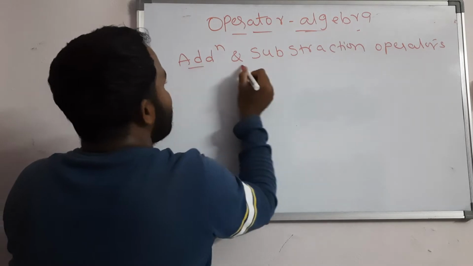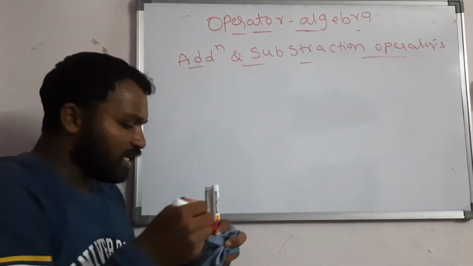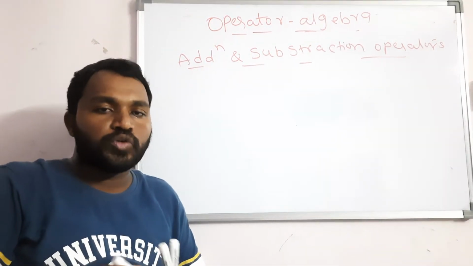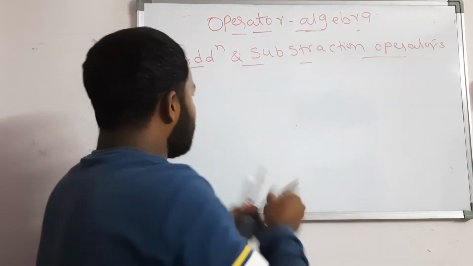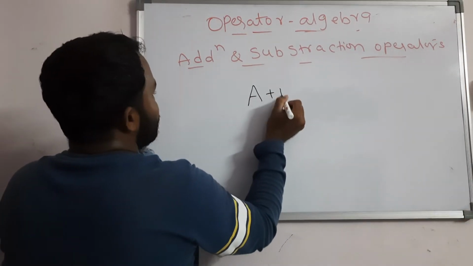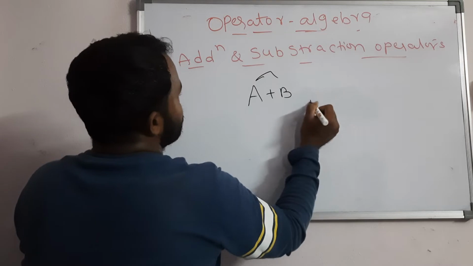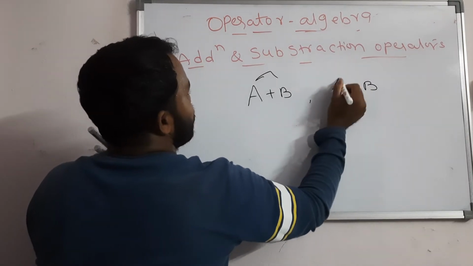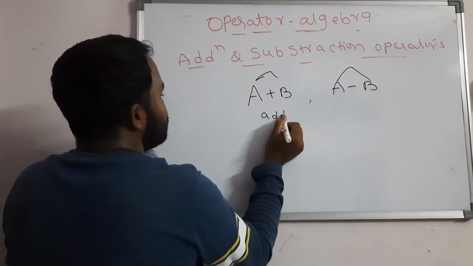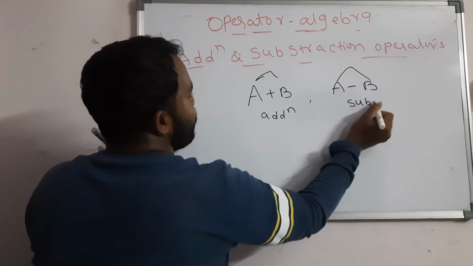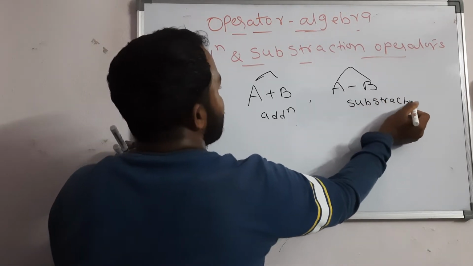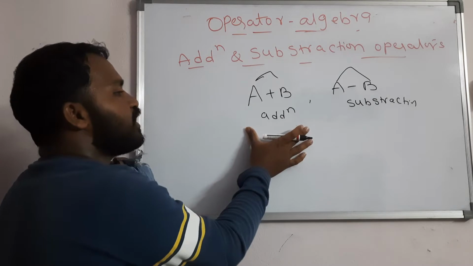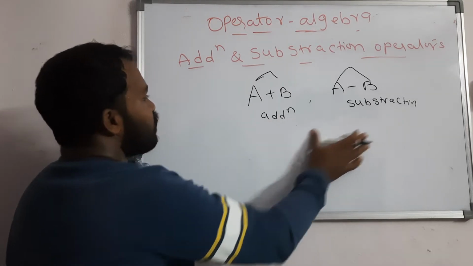If A cap and B cap are two operators, we can write A cap plus B cap and A cap minus B cap. This is the addition operator, and this is the subtraction of operators.